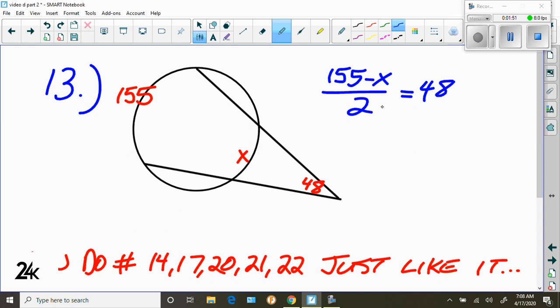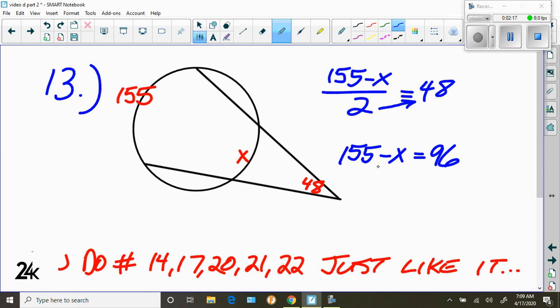Okay, then I'm going to cross multiply by 2, like that. So it's 155 minus x equals 96. Oh, by the way, I think on the previous video I said some number correctly, but I wrote it incorrectly. If anybody caught that, that's good.